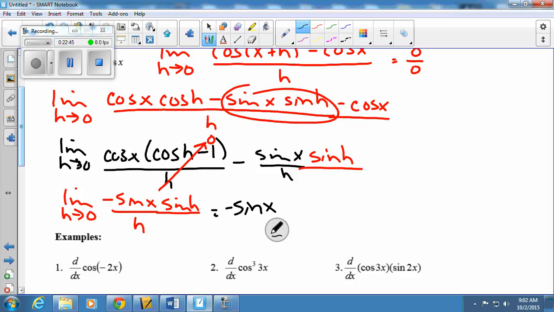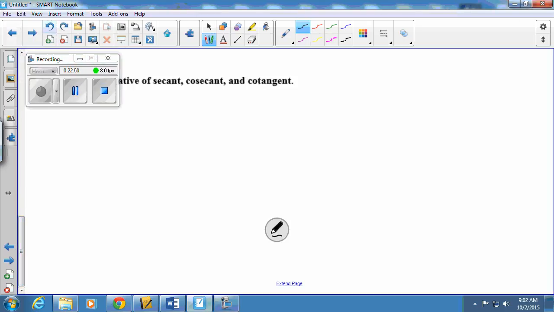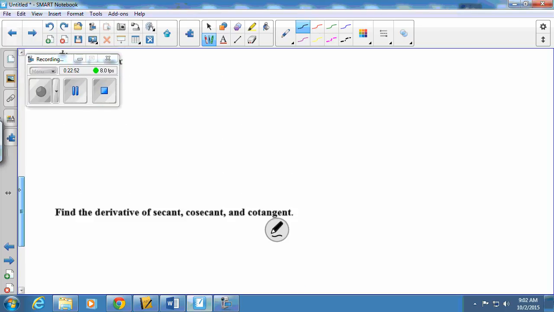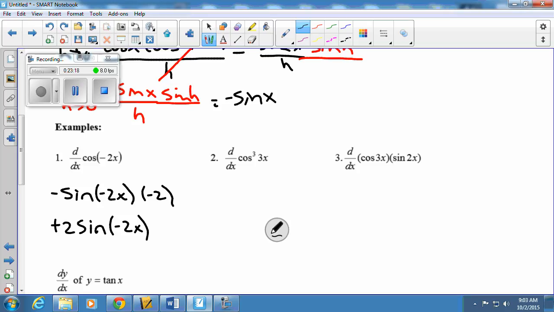So that's its derivative. If I ask you to take the derivative of the first one on your page, cosine of negative 2x, what would you tell me its derivative is? What's the derivative of cosine now? Negative sine of the angle. Keep going. Chain rule, yep. So I like to bring that out in front, and it's going to change everything to be positive. Okay, try the next one.